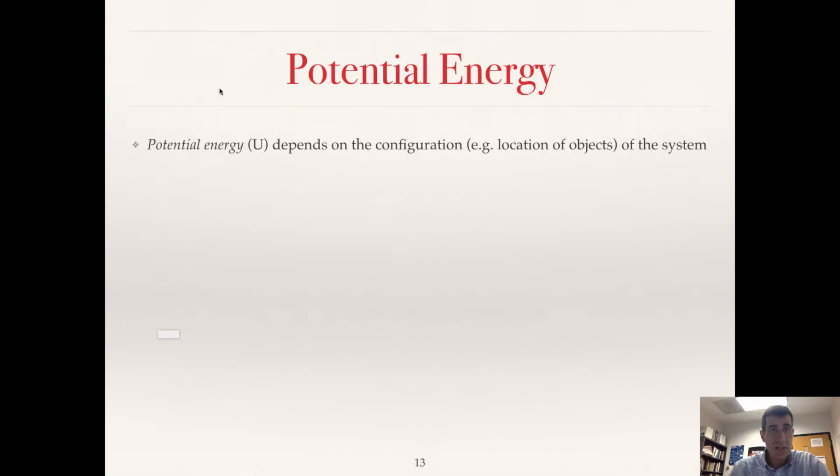And potential energy, we use a U to stand for potential energy, naturally. And this depends on the configuration of the system, so the location of the objects in your system. So in general, the change in potential energy, delta U, well, remember delta anything is just final minus initial, so U final minus U initial, and the way you calculate a change in potential energy is in general you need to do an integral.